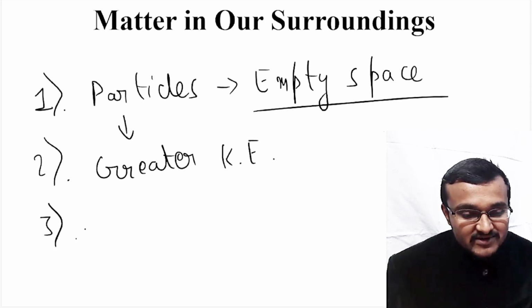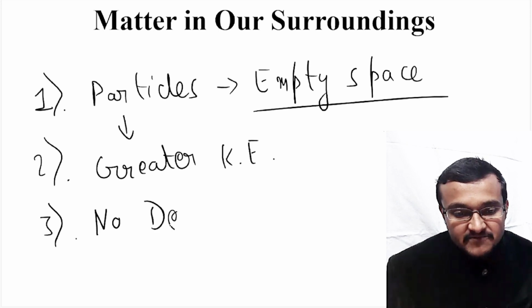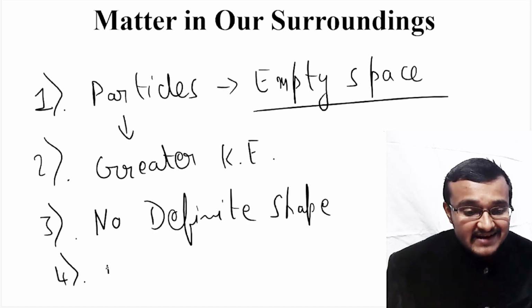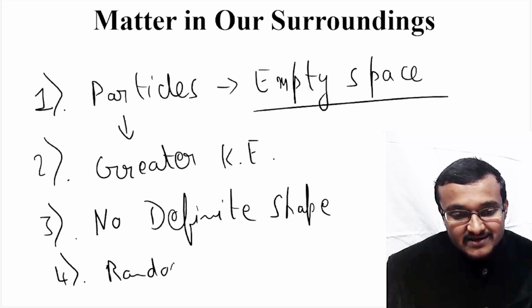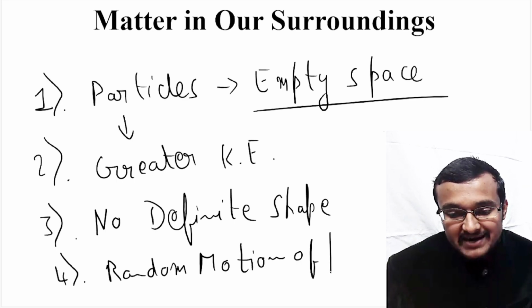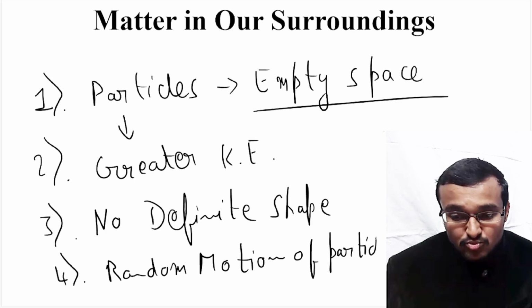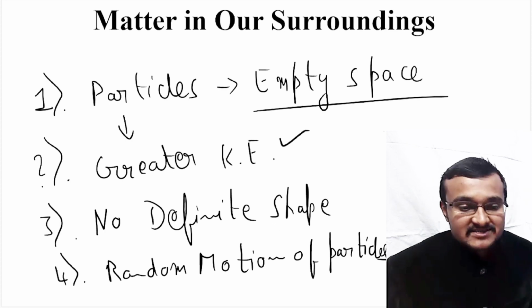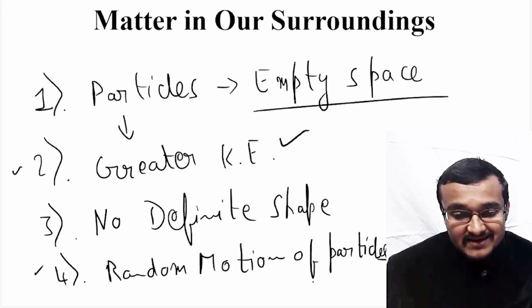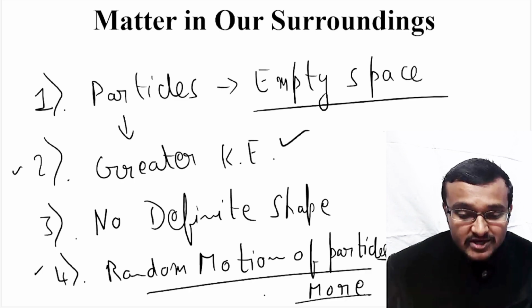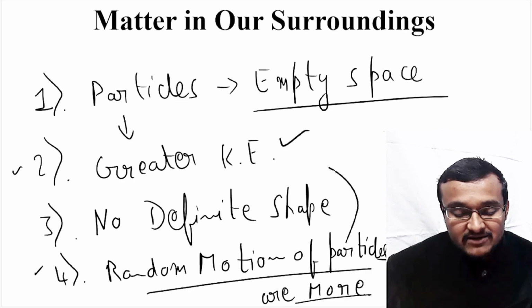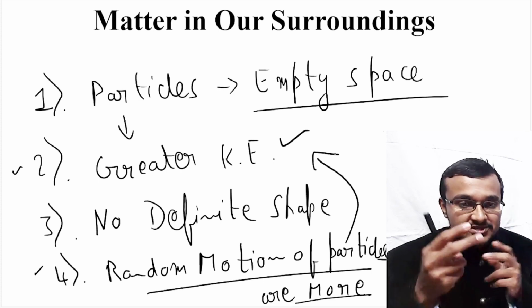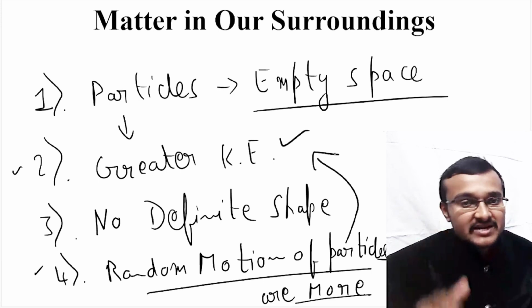So here in liquids there is no definite shape, and the random motion of particles is more. Because the random motion of particles inside liquid is more, these particles will have greater kinetic energy. So this second point and fourth point are interconnected, because the random motion of particles is more in liquids, they possess greater kinetic energy. So the second and fourth points are actually interconnected.